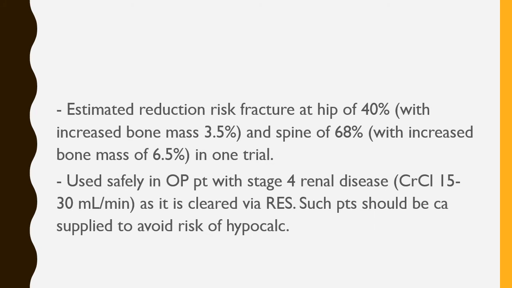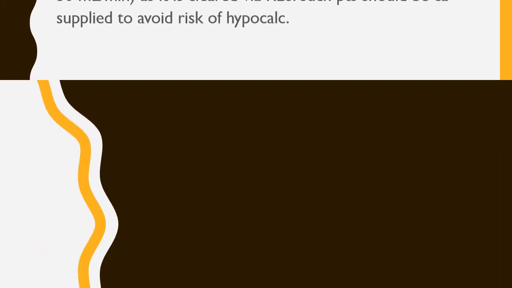It is used safely in osteoporotic patients with stage 4 renal disease, with creatinine clearance 50 to 30 mL per minute, as it is cleared via the reticuloendothelial system. Such patients should be given calcium supplements to avoid the risk of hypocalcemia. So Prolia or denosumab is safe in stage 4 renal disease. And if you remember, Miacalcin is also a safe drug used in cases of chronic kidney disease patients.